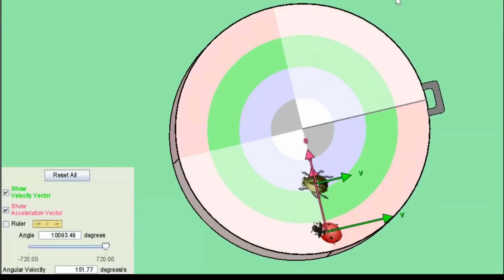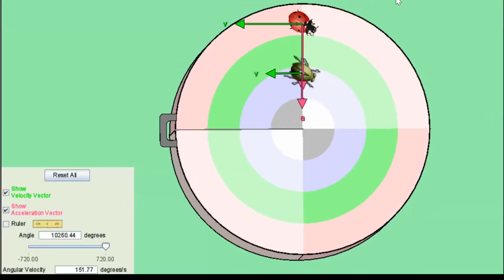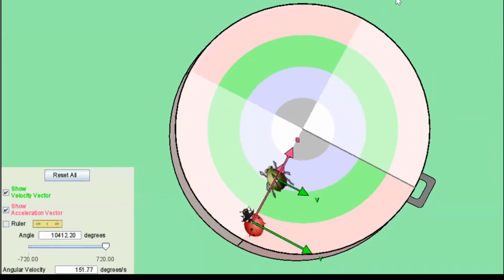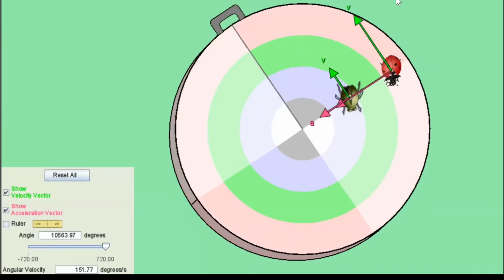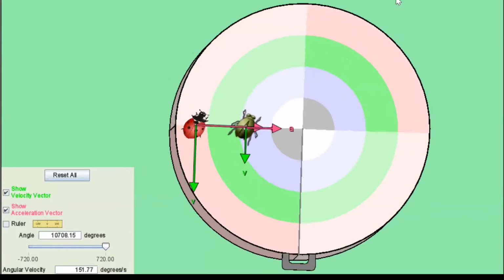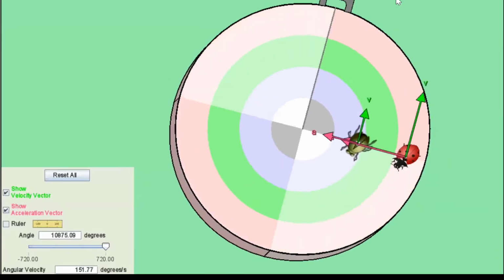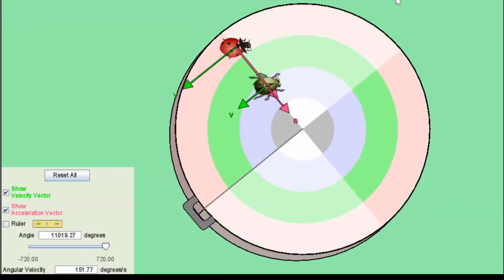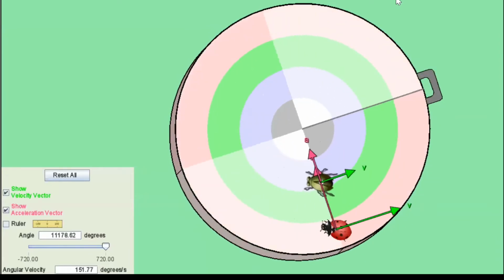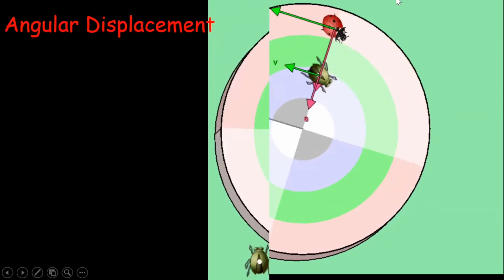Hello, I'm Lily, and in this video, I'm going to discuss angular displacement, angular velocity, and acceleration of the uniform circular motion. I already explained uniform circular motion, centripetal acceleration, and velocity in my previous video.